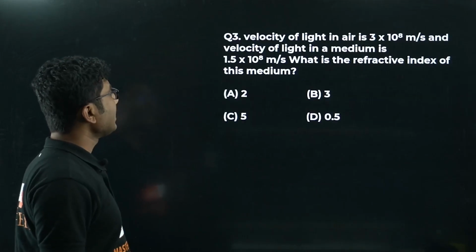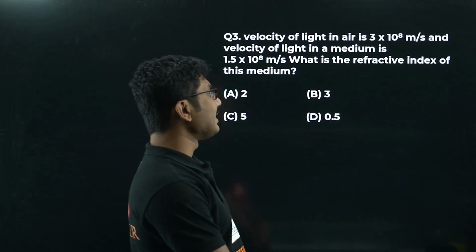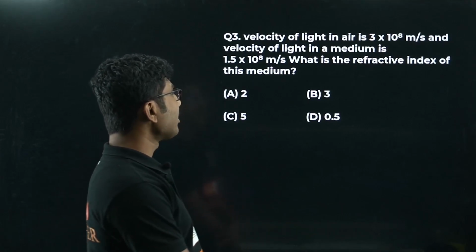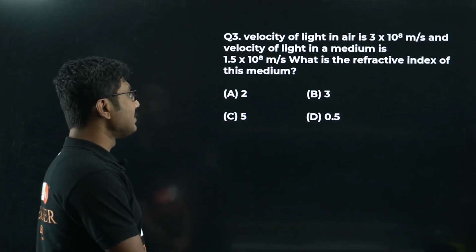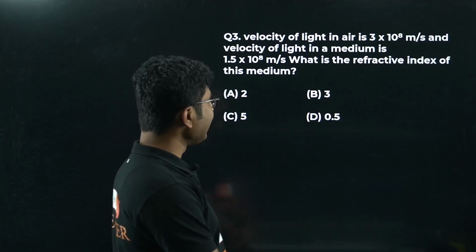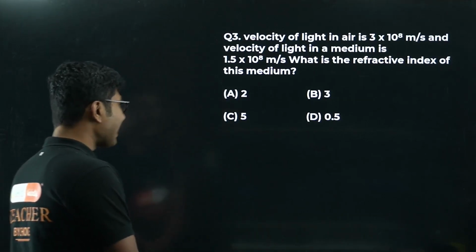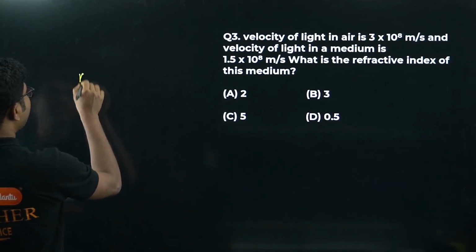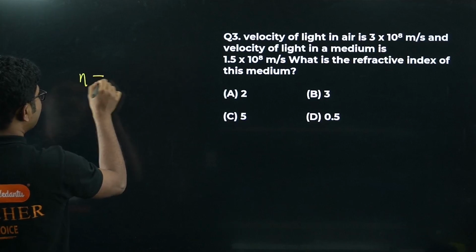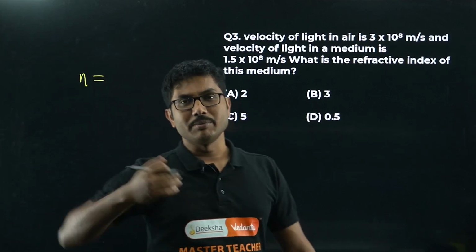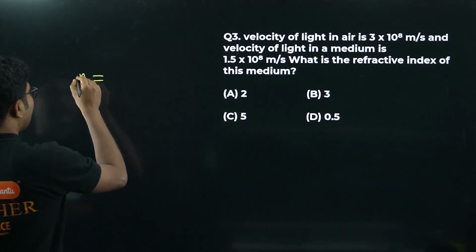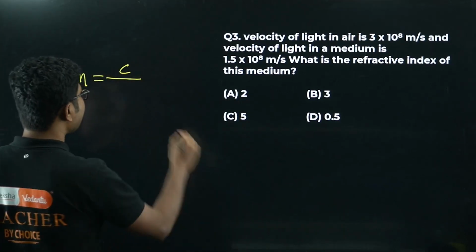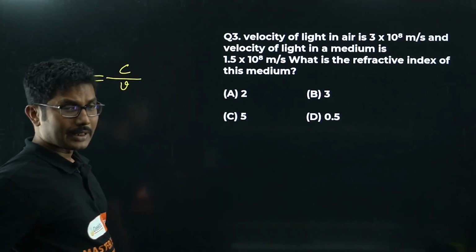Right, now next question. Velocity of light in air is 3 into 10 to the power of 8 meter per second, and velocity of light in a medium is 1.5 into 10 to the power of 8 meter per second. What is the refractive index of this medium? Very simple question. So refractive index of a medium, n, whatever symbol you are using, n or mu, but I like to use the symbol n, is basically speed of light in vacuum divided by speed of light in the particular medium.